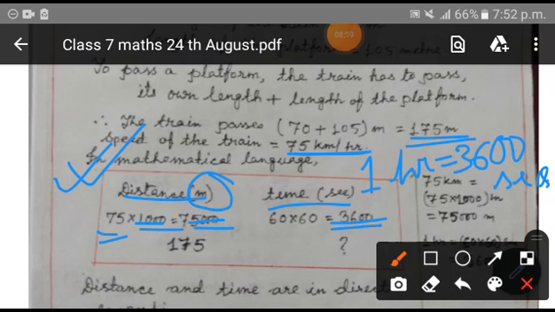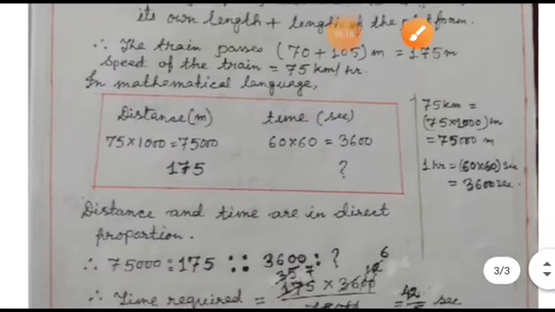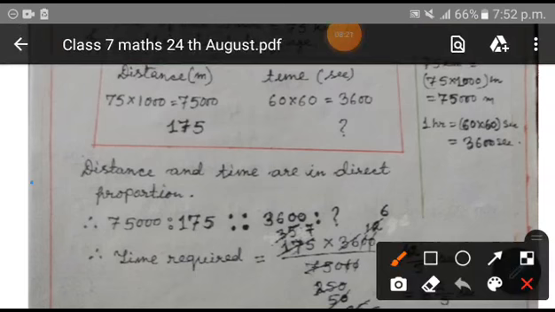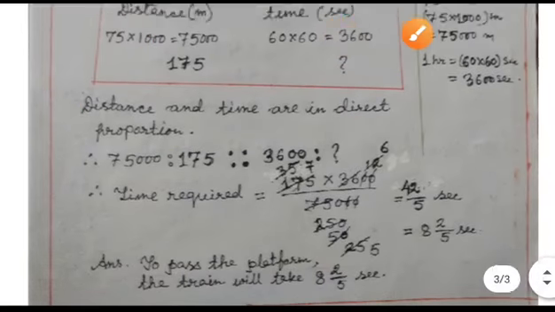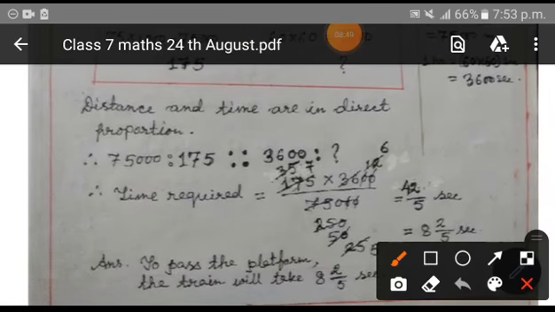Now you need to find out the time taken to cover a distance of 175 meters. You know that when the speed is uniform, distance and time are in direct proportion. Now you write both the data downwards. That is 75,000 is to 175 as 3600 is to dash. So the dash is the fourth quantity which you need to find out. The fourth quantity means second quantity into third quantity divided by the first quantity. So after division you get 8 whole 2 by 5 seconds. So this is the time required.